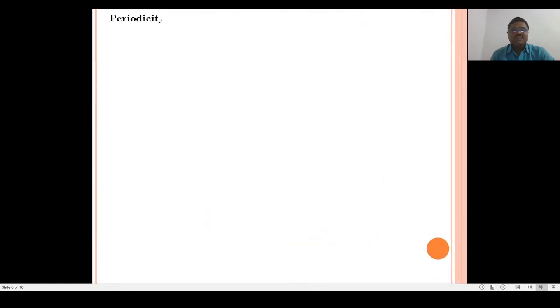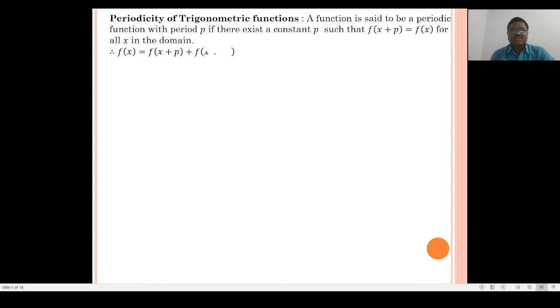Now the topic, periodicity of trigonometric functions. A function is said to be a periodic function with period p if there exists a constant p such that f of x plus p equals f of x for all x in the domain, and therefore f of x equals f of x plus p equals f of x plus 2p equals and so on.